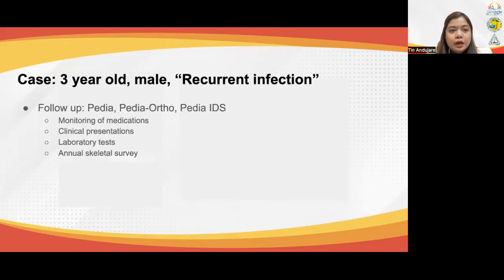On follow-up, the patient continued his follow-up post-operatively with the pedia ortho and pedia IDS specialist. Monitoring of medications was done, the clinical presentation of the patient was being monitored, and the laboratory tests also continued to be done. Annual skeletal survey was also done, and all pointed towards the patient continuing to improve.